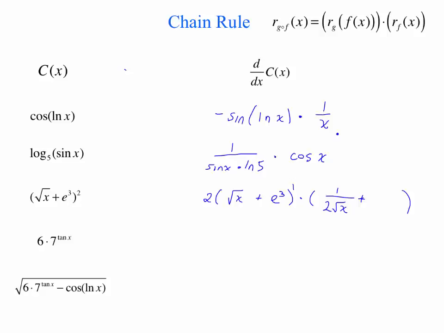0. Not 3e squared. Why not 3e squared? It's not x cubed. It's not our independent variable cubed. It's a number cubed, which just gives you a number. So it's just 0. So you wouldn't need this. Just 1 over 2 radical x. Questions on that one? Okay. What's the overall structure of this next one?